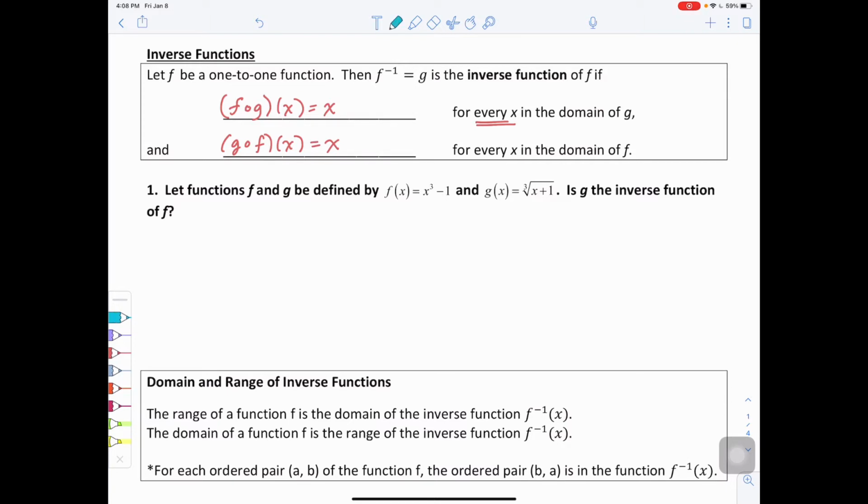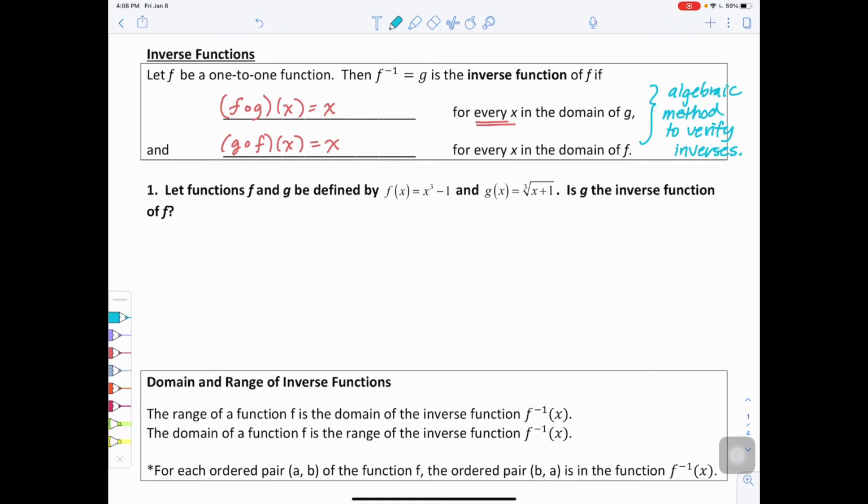This is an algebraic method to verify inverses. We'll have another method where we look at the graph to make sure that the functions are symmetric about the line y equals x, and we'll be going through that. But this is the algebraic method.